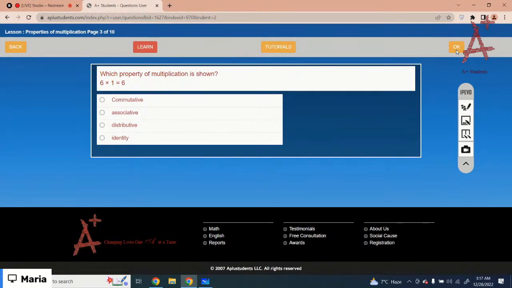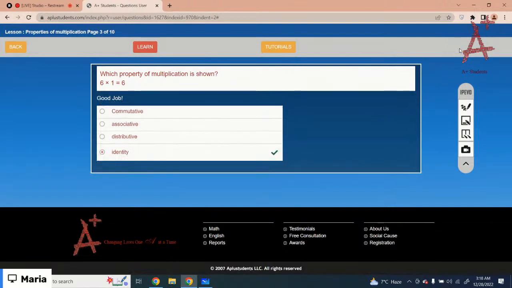Okay, which property of multiplication is shown? Commutative, associative, distributive, and identity. Which option is it? Yes, it is the identity. Got it? Any number multiplied by 1 equals the number itself, so it would be identity. So the correct option is identity. Just select the correct option, then click on the OK button.